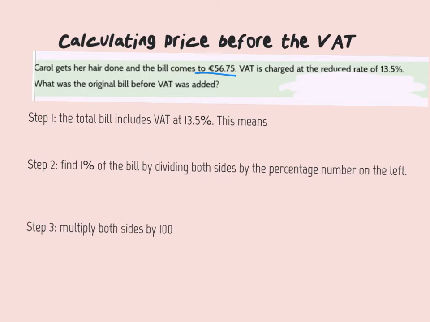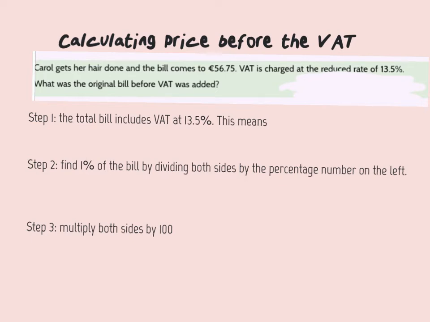Okay, so let's look at a little bit more of a difficult question where we have been told the price, but we want to find out what the VAT was, or what the cost was before the VAT. So we see here, Carol gets her hair done and the bill comes to €56.75. The VAT is charged at the reduced rate of 13.5%. What is the original bill before the VAT was added?